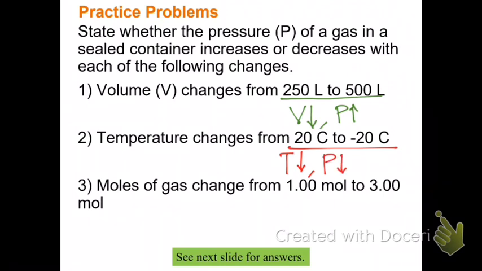And finally, moles of gas changes from 1 mole to 3 moles. So this is an increase in number of moles. And number of moles is a symbol n. So if there was an increase in the number of moles, pressure also increases.